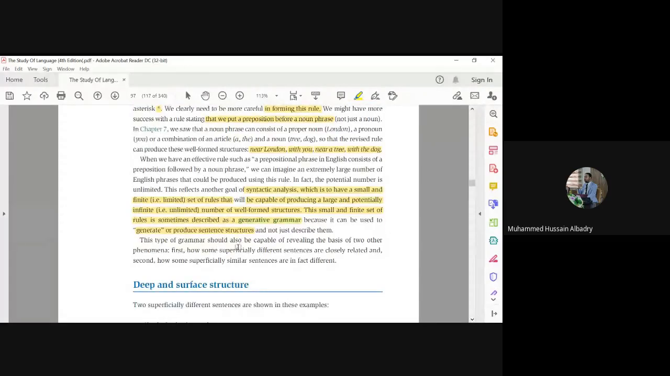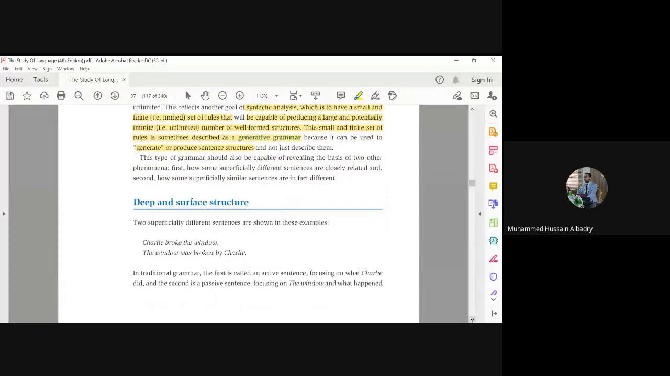This type of grammar should also be capable of revealing the basis of two other phenomena. First, how some superficially different sentences are closely related. Superficially different sentences, but they are related. And second, some superficially similar sentences are in fact different. We will see what deep structure and surface structure are.